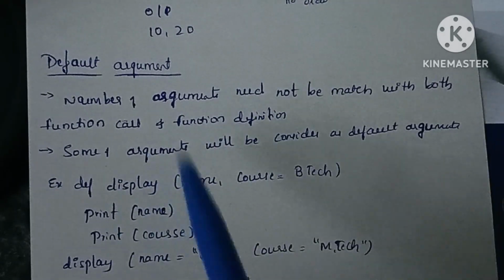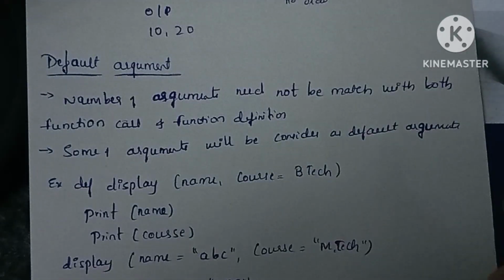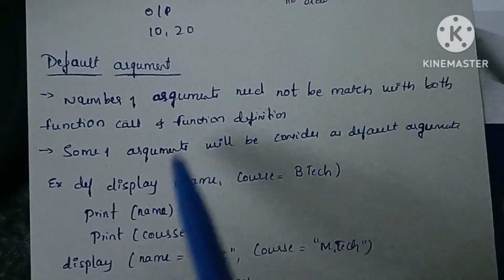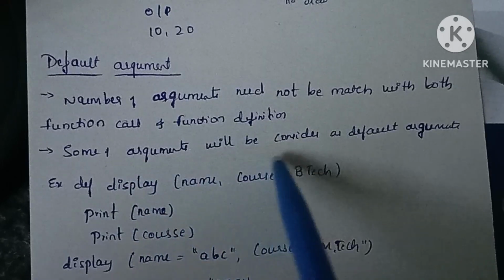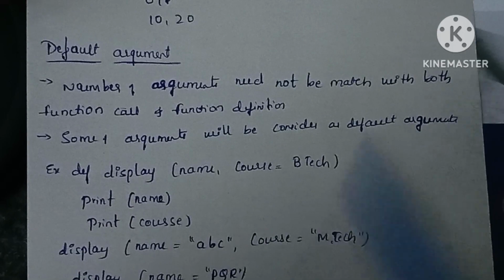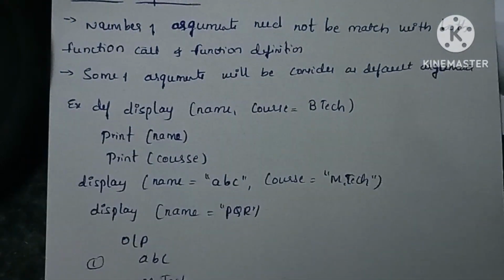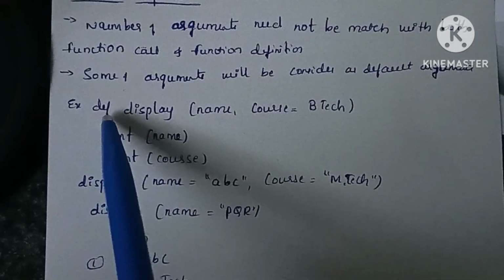Next one is default argument. The number of arguments need not match between the function call and the function definition. Some of the arguments will be considered default arguments. Before, in the required argument, the arguments should be the same in both the function call and the function definition. This is the example.